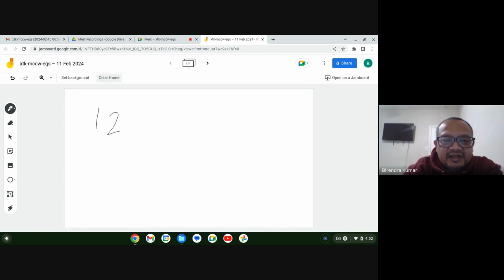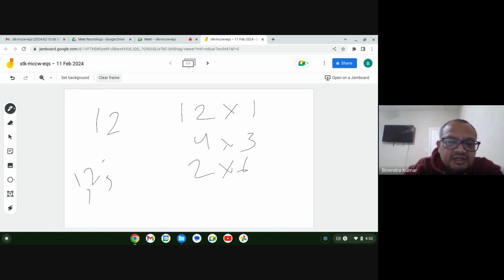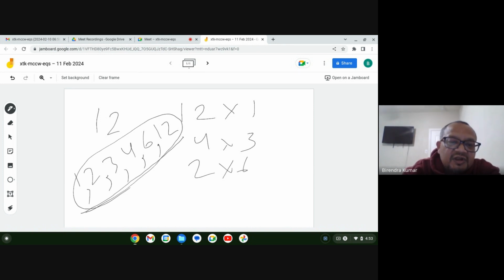Let's say I have 12. I'm trying to find the factors. What did I do? Well, I'll say 12 into 1. I can say 4 into 3. I can say 2 into 6. That's it. So my factors are 1, 2, 3, 4, 6, and 12. These are my factors, meaning if I multiply 1 with some number, I will get 12. If I multiply 2 with some number, I'll get 12. If I multiply 3 with some number, I'll get 12. So 1, 2, 3, 4, 6, 12 are factors of 12.